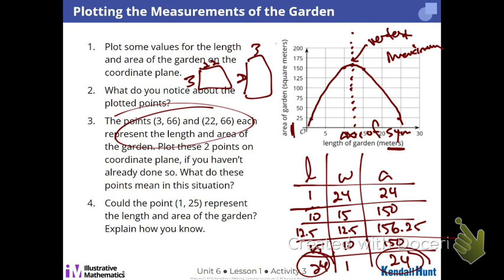Now, does 125 work? No. Why not? Yeah, if I have a side length of 1, what would the other side length have to be? It would have to be 24, which is an area of 24. Length times width, base times height.